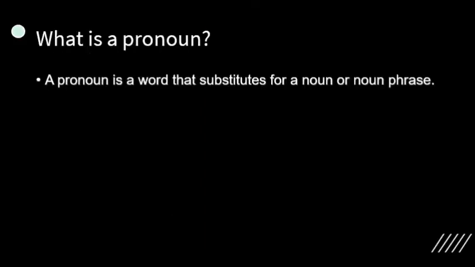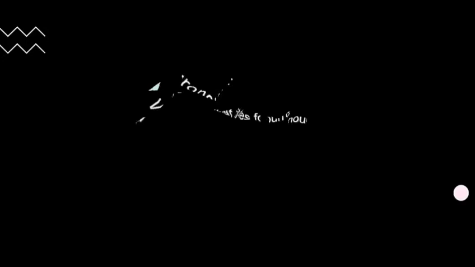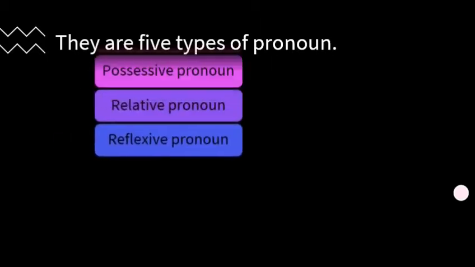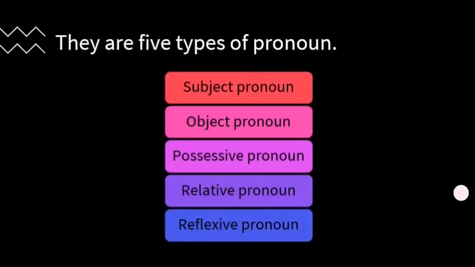What is a pronoun? A pronoun is a word that substitutes for a noun or noun phrase. There are 5 types of pronoun: subject pronoun, object pronoun, possessive pronoun, relative pronoun, reflexive pronoun.